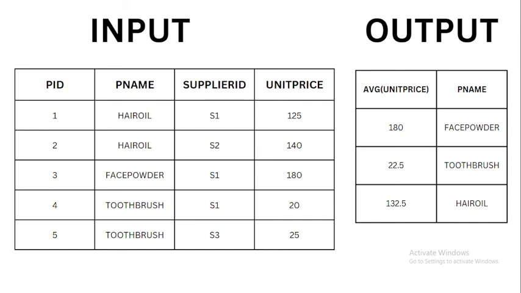Now in this particular case, again the group by clause is there. So hair oil, you consider it is coming 2 times. So 125 will be added with 140 and it is to be divided by 2. So the value will be coming as 132.5 for hair oil. Similarly, if I am talking about face powder, face powder is coming only once. So only that single value will be there. You cannot take the average in this particular case. The third is toothbrush, and toothbrush is also coming twice. So the toothbrush value is 20 plus 25. It becomes 45 and 45 divided by 2. So it will give you a result of 22.5. In this way, our average function is going to work.